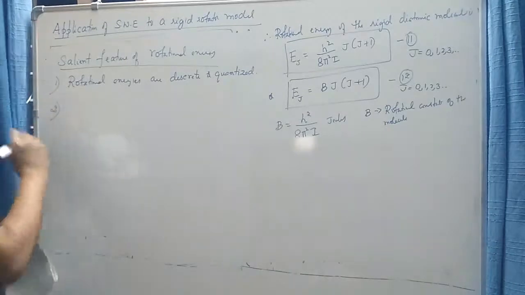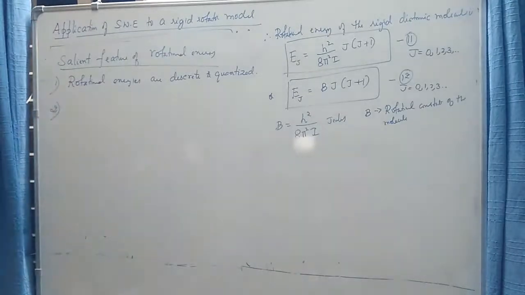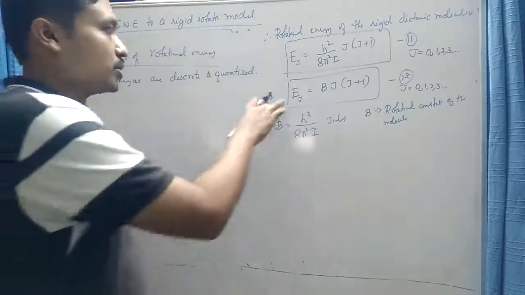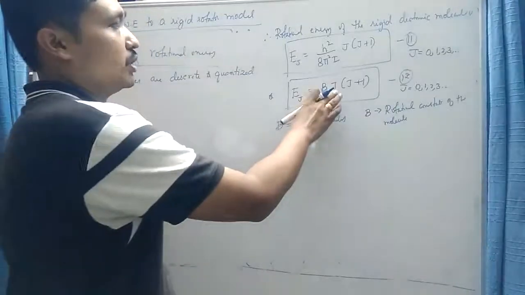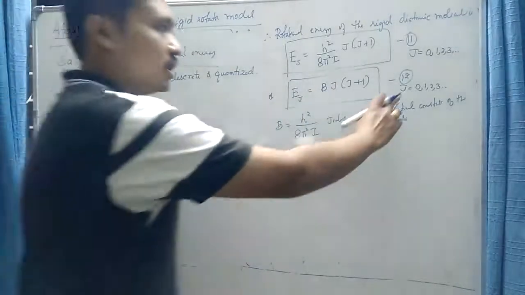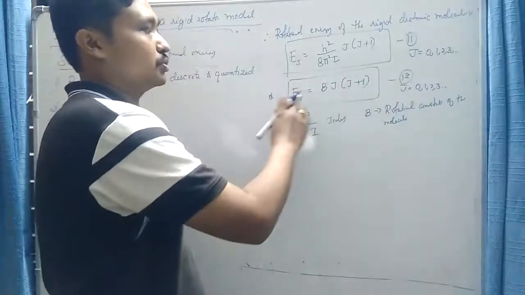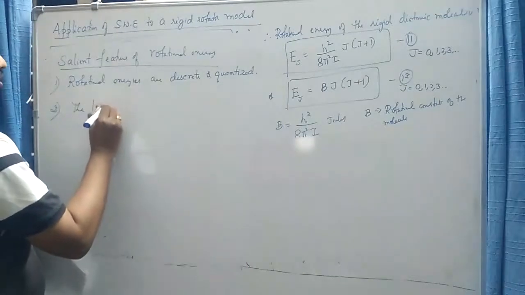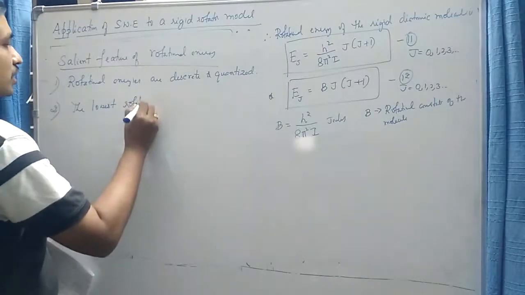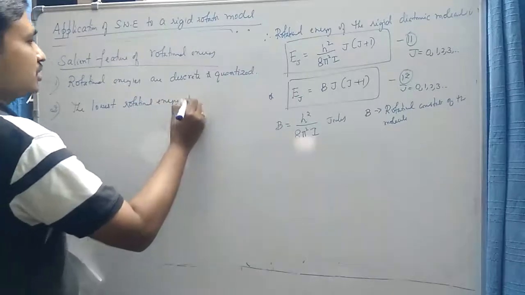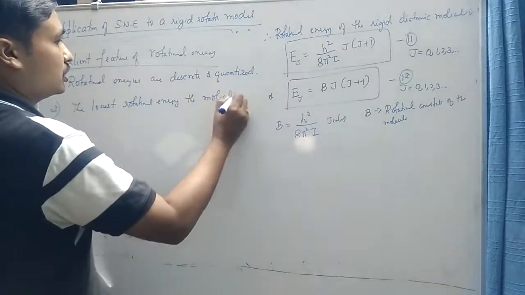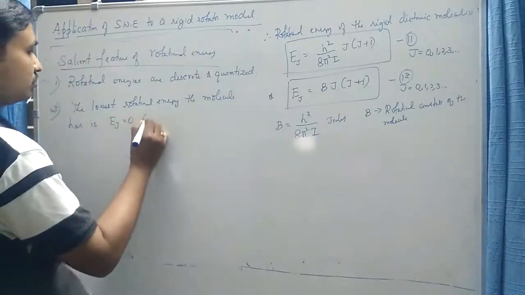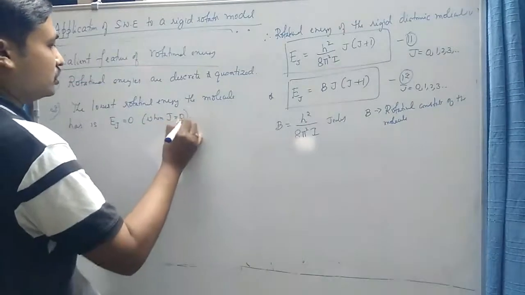The second observation or feature is about the lowest energy the molecule can take upon rotation. The lowest rotational energy is obtained by substituting the lowest value of J. What is the lowest value of J? J is equal to 0. So if I substitute J equal to 0, Ej will be equal to 0. So the lowest rotational energy a particular molecule has is Ej equal to 0 when J is equal to 0.